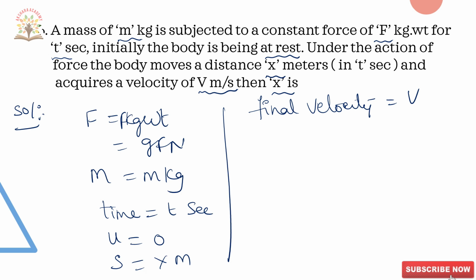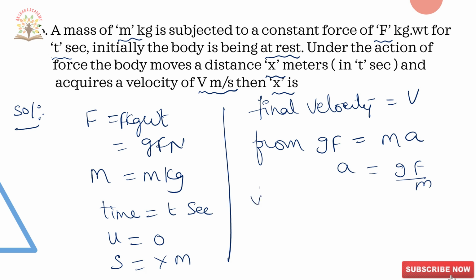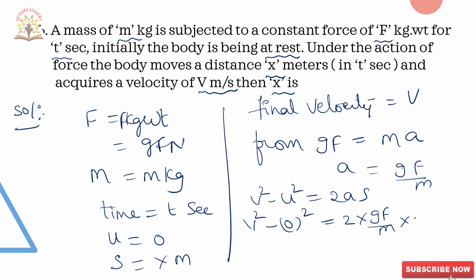Now from this, gF is equal to ma, or a is equal to gF by m. From the third equation of motion, v square minus u square is equal to 2as. v square minus 0 whole square is equal to 2 into a, that is gF by m, into s, which is given as x. So v square is equal to 2gFx by m.